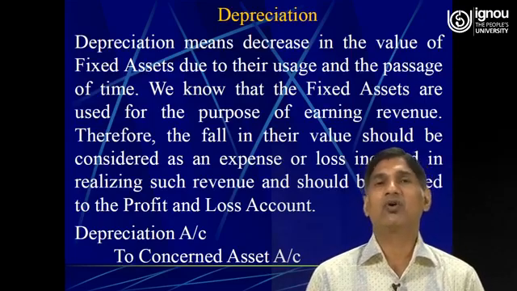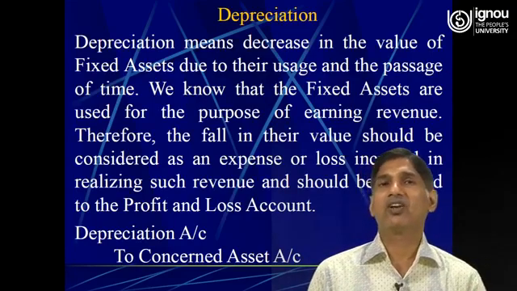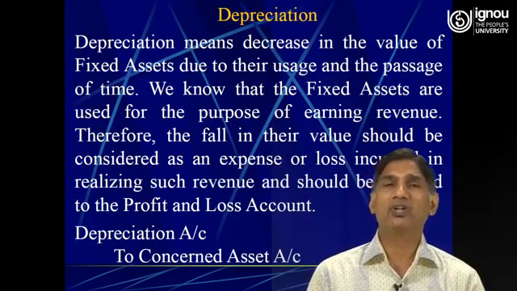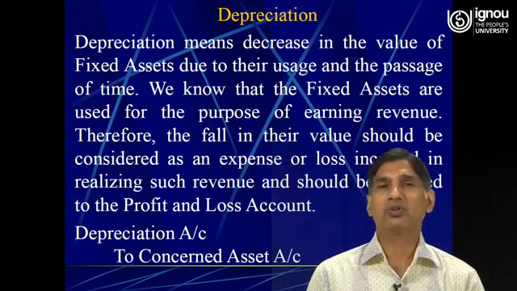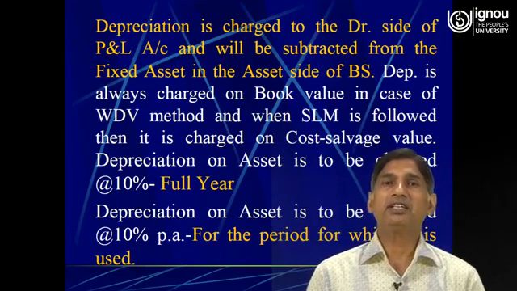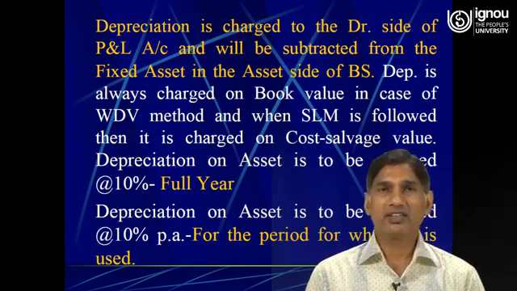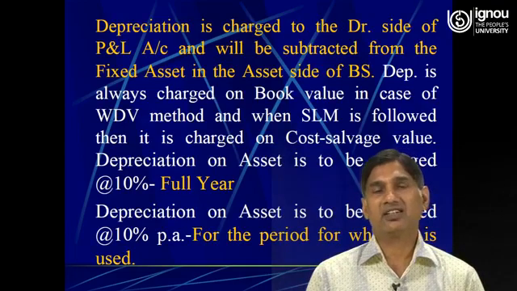Assets always have a debit balance, but when we charge the depreciation, the value of the assets falls. Therefore, in order to have the exact picture of the book value of the asset, we need to credit the asset account by the amount of depreciation charged. So depreciation is charged to the debit side of the profit and loss account and will be subtracted from the fixed assets in the asset side of the balance sheet.